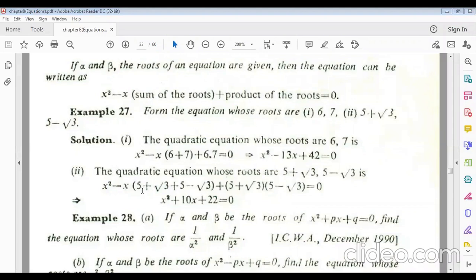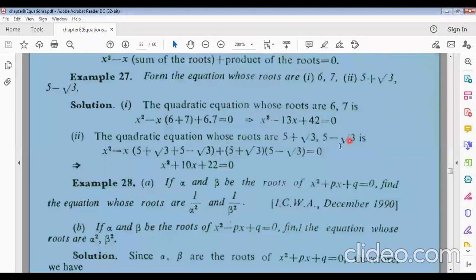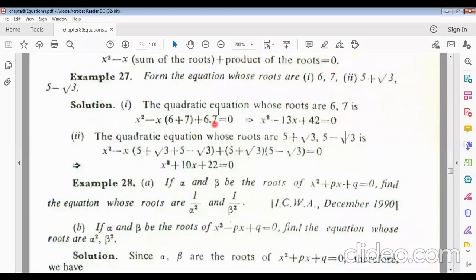Suppose another easier example: form the equation whose roots are 6, 7 and 5 plus root 13. Now the quadratic equation whose roots are 6, 7, what will it be? x square minus x, sum of the roots plus product of the roots. Just easily we can find the sum of the roots and product of the roots. This is the result.